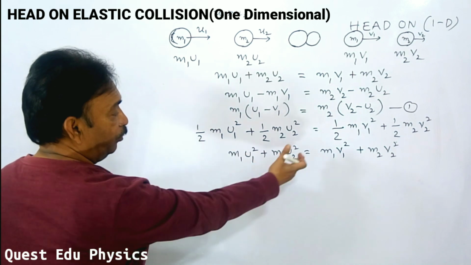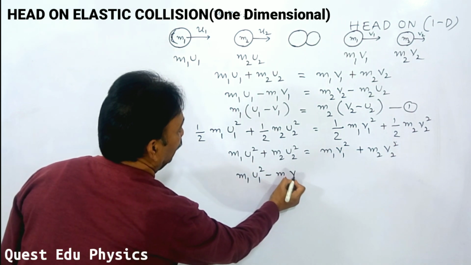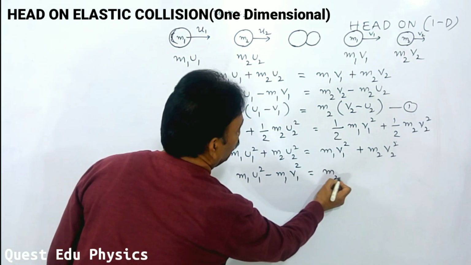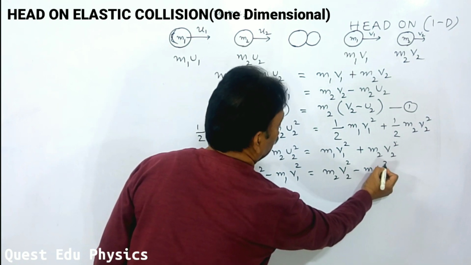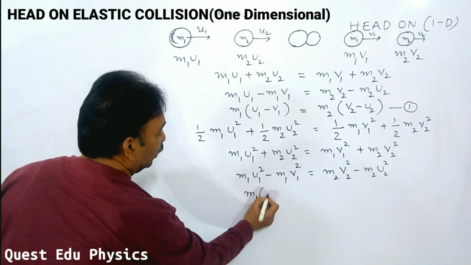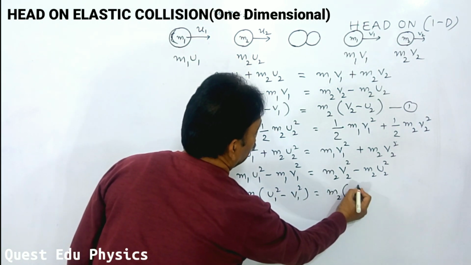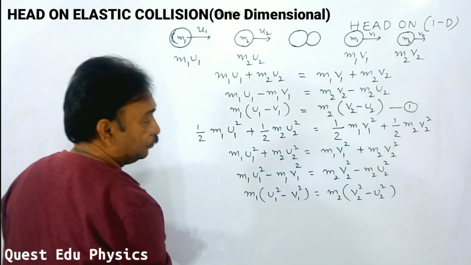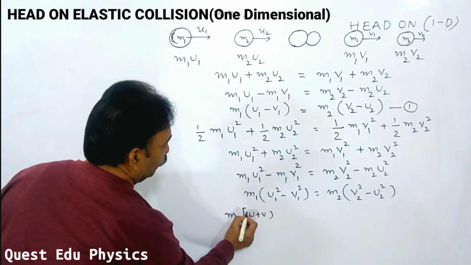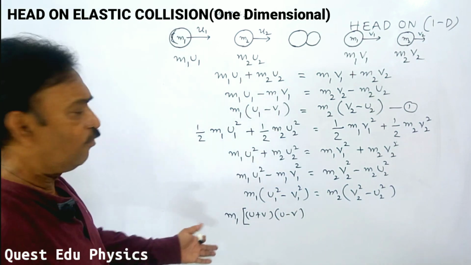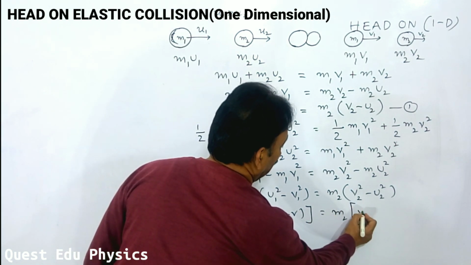We are doing the same thing we did before, bringing the similar terms to one side. That is m1 u1 square minus m1 v1 square is equal to m2 v2 square minus m2 u2 square. Or in other words, m1 of (u1 square minus v1 square) is equal to m2 of (v2 square minus u2 square). Or it can also be written as m1 of (u plus v) multiplied with (u minus v). Okay, it is in the form of a squared minus b squared, which must be equal to m2 of v2 and so on.